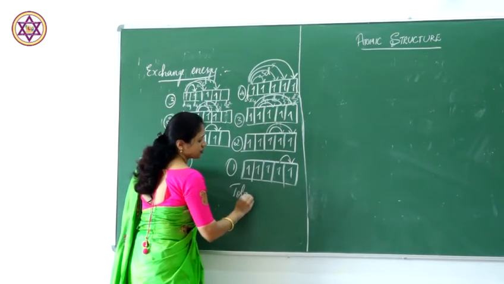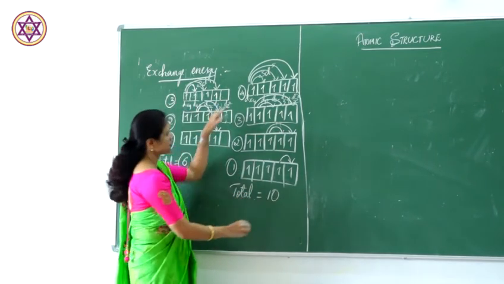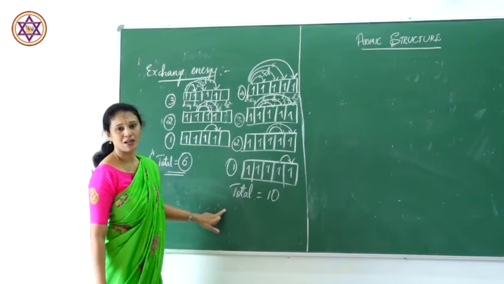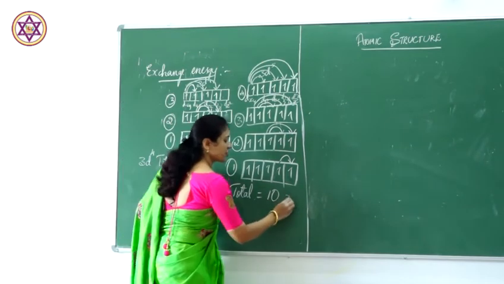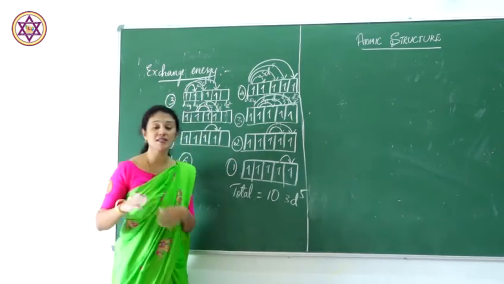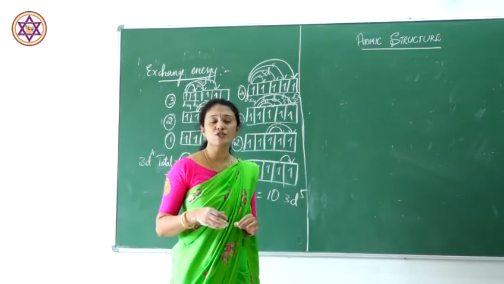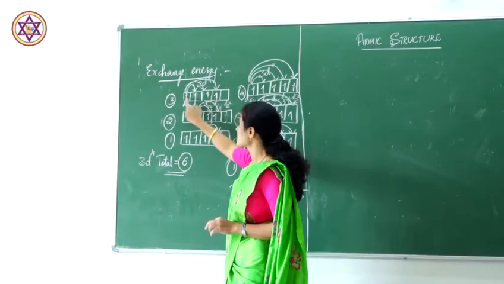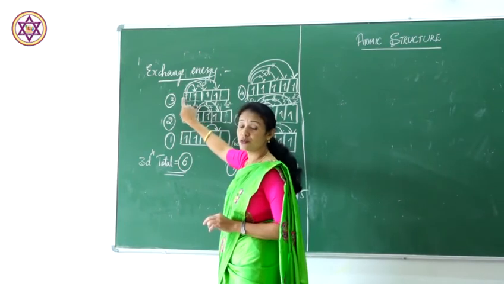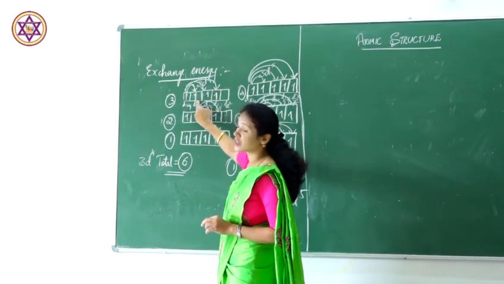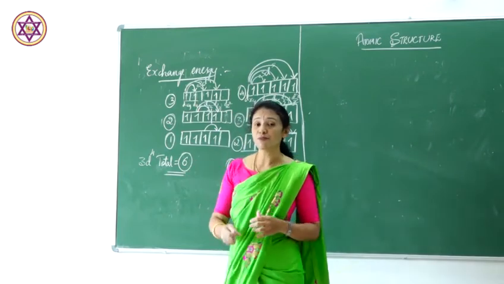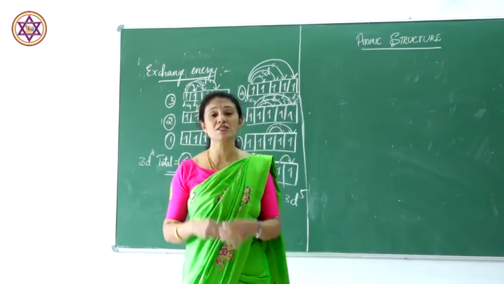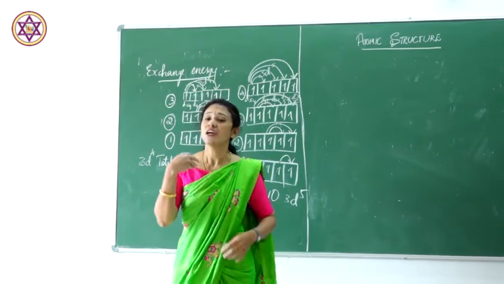Total of exchanges is 10. They are having 10 number of exchanges in 3d5. Among this, as I said previously, exchange energy means that an electron tries to change its position with another electron. As the number of exchanges increases, what happens? The energy released also increases.